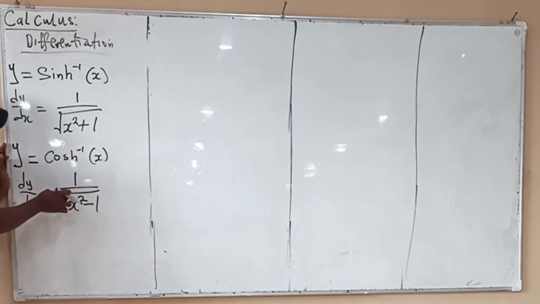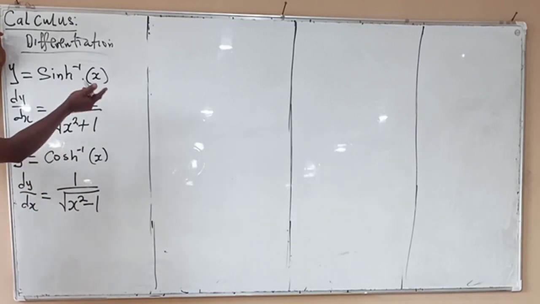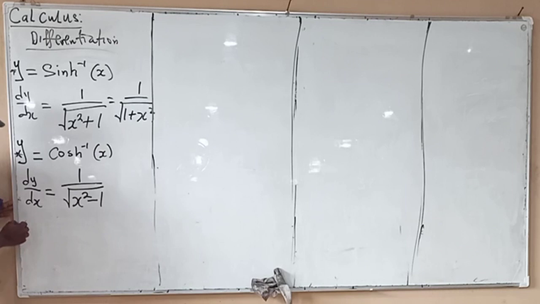If you remove this square root, you're going to have another answer, which is still part of the inverse functions. That's why you should be very careful with these answers. If you remove this square root, it will become tanh inverse. You remove the square root and have 1 over 1 plus.